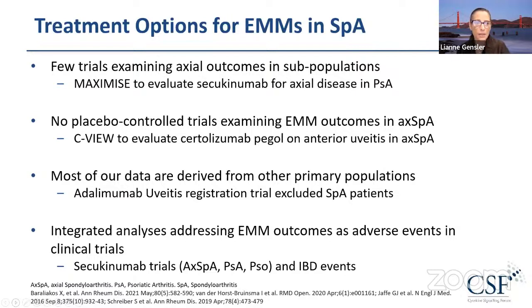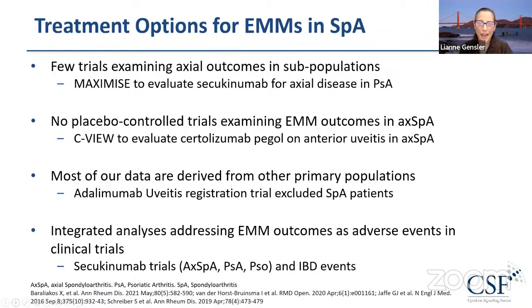But really, we don't have patients with axial spondyloarthritis and IBD looking at the IBD outcomes in those patients. Those outcomes are really derived from integrated analyses because they're often quite rare. In addition, we don't have placebo-controlled trials examining these EMM outcomes in axial spondyloarthritis. An example of a trial that tried to look at uveitis outcomes in axial spondyloarthritis is the C-VIEW trial, which examined the impact of certolizumab pegol on anterior uveitis. But this was not a controlled trial.